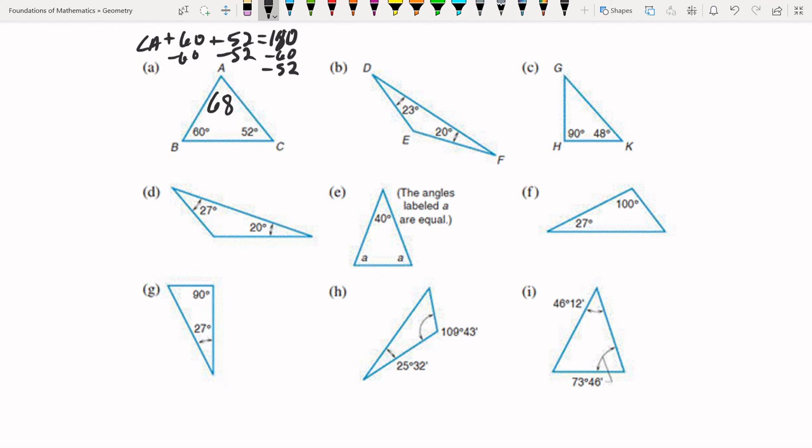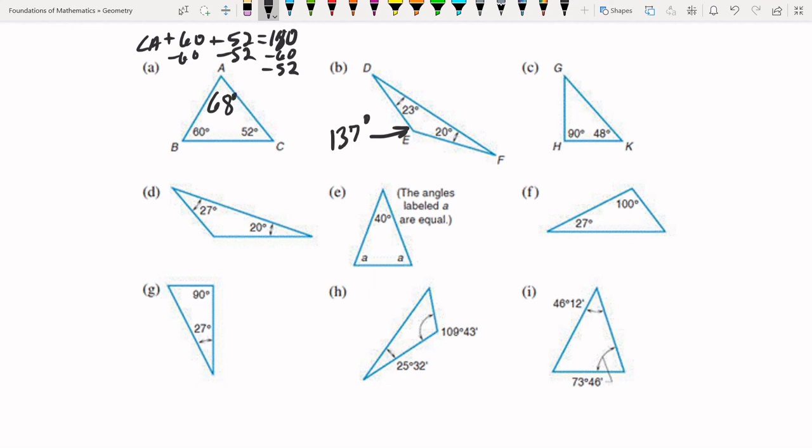The next one is 23 and 20. So angle E is what we're trying to find here. We're trying to find this angle, right? So all we need to do is subtract 23 and 20 from 180. That gives me 137 degrees.